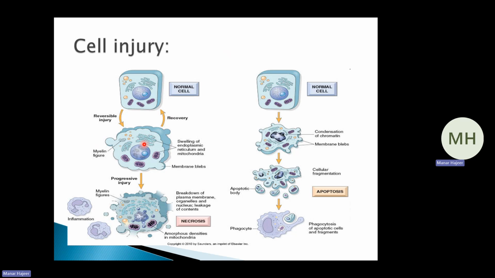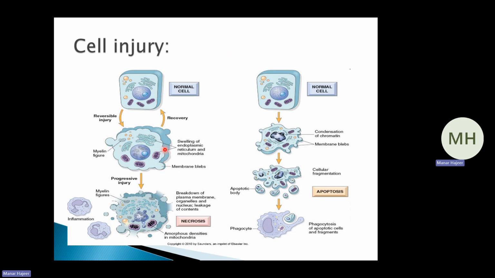In reversible injury, as you can see, the main difference is that the cell is swollen and we have membrane blebs and membrane bulgings. The cell is swollen because of the accumulation of water inside the cell. There will also be swelling of the different organelles inside the cell, like the endoplasmic reticulum and the mitochondria, with the appearance of some black densities, as you can see here in the mitochondria. But as you can see also, all the organelles and the membranes are still intact.